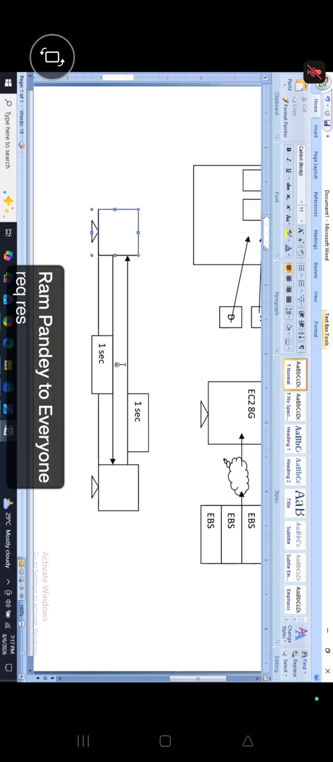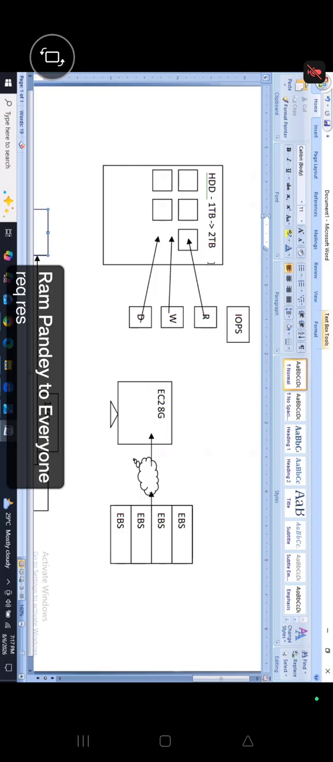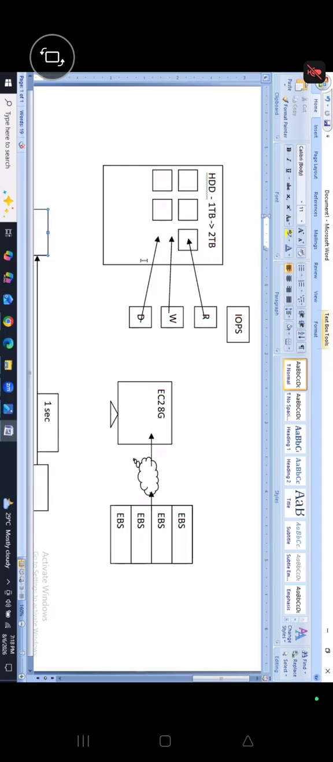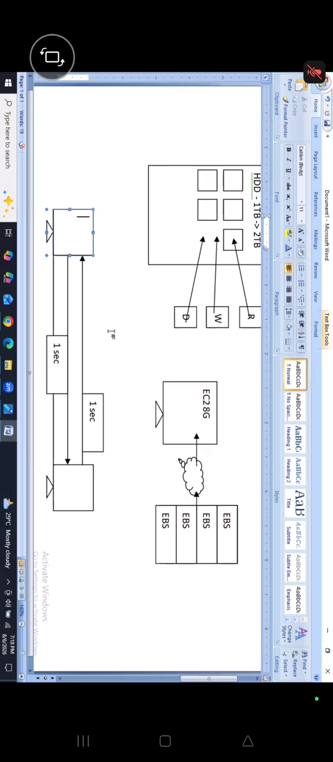While you are reading the data, maybe it takes some time, you can say latency. I am reading the data, so it is taking some time. Maybe it is taking below 1 second. And while I am writing the data, it is taking below 1 second. So you can say latency. Okay?